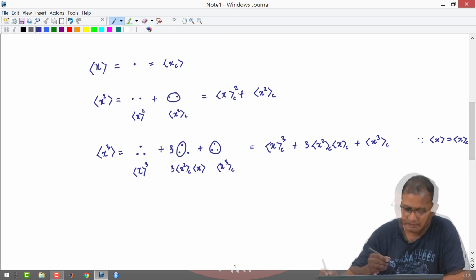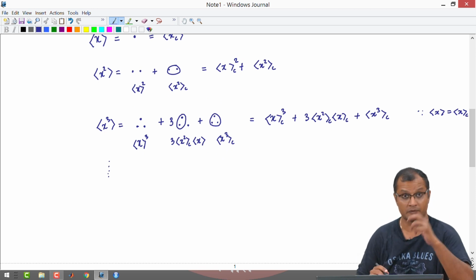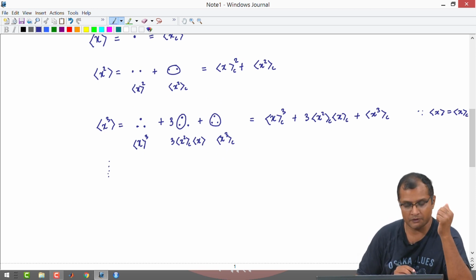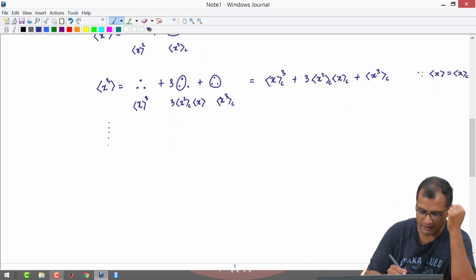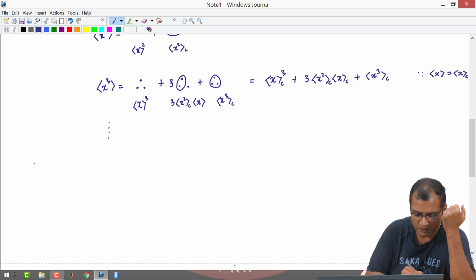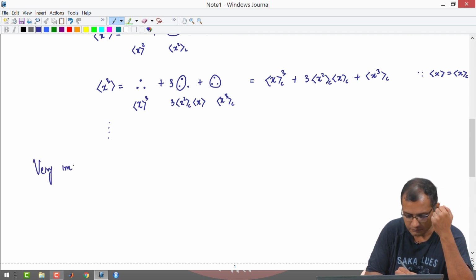So, this is right. So, this way you can continue and compute the fourth moment and so on and so forth. So much for the recap. We will now progress to some very important distributions in statistical mechanics.